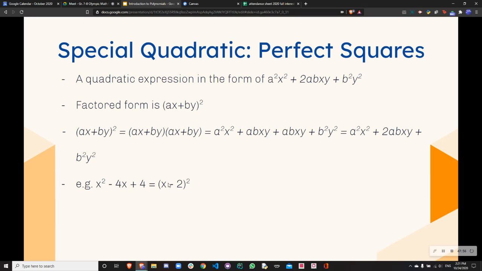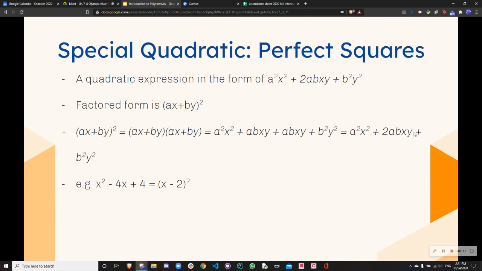But we need to consider the sign as well. So if the sign of the middle term, negative 4x, is negative, then you have to subtract 2. If the sign was positive, say this was plus 4x, then this will have to be plus 2. So take the sign into consideration.